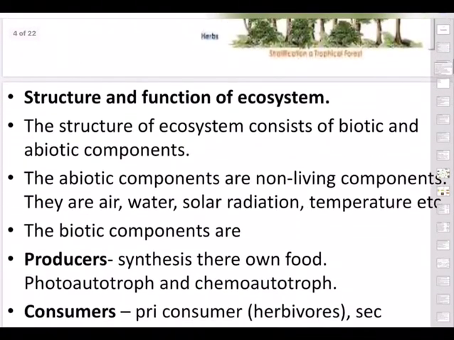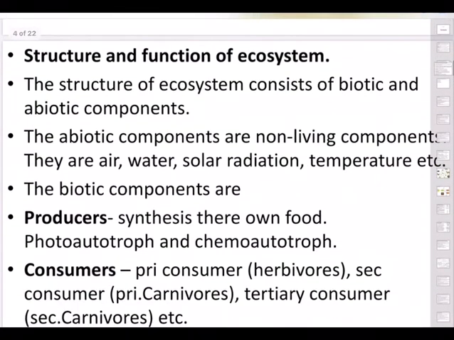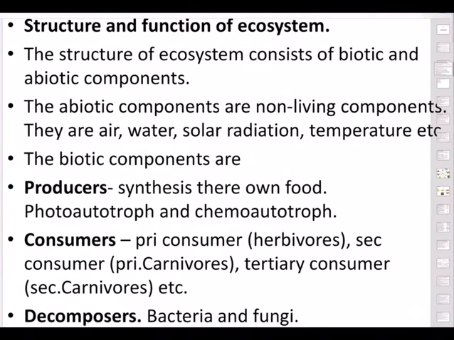And third, trophic structure. Fourth, standing crop. Fifth, standing state. Now, what about the functions? The functions of an ecosystem consist of four important factors. The first one is called productivity, the second one is decomposition, the third one is energy flow, and the fourth one is nutrient cycling.